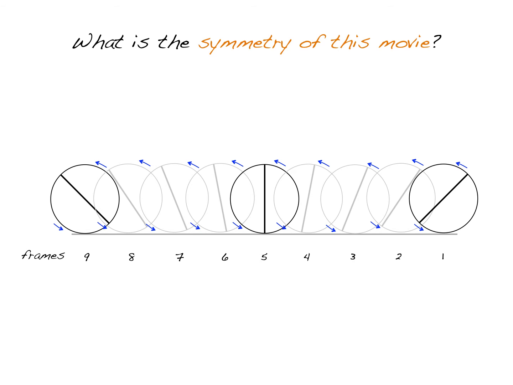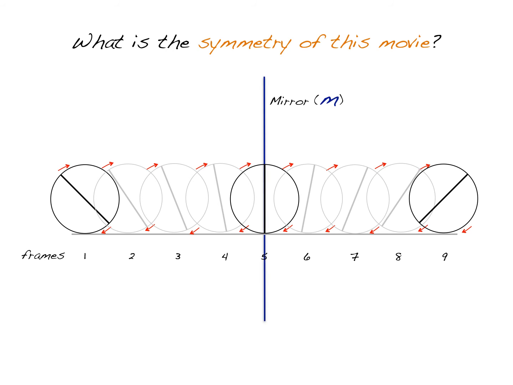We note that a mirror symmetry in the middle flips the frames and brings the set of circles into self-congruence. However, now the blue arrows have turned red, which looks different. If we now perform the star operation, the arrows switch back from red to blue, and the movie returns to its original state. So the symmetry of this movie is M star. So how is this symmetry useful?